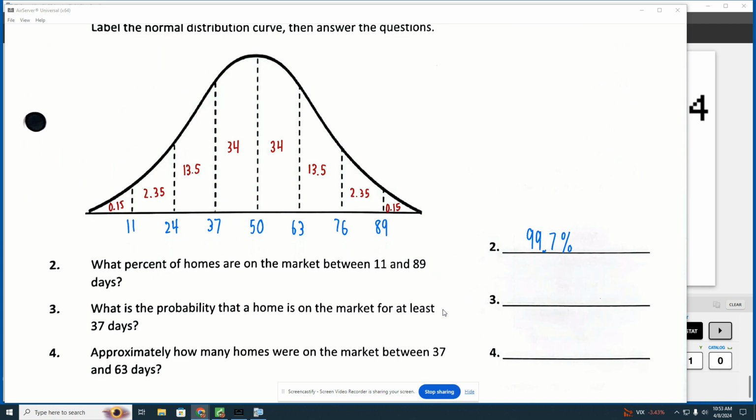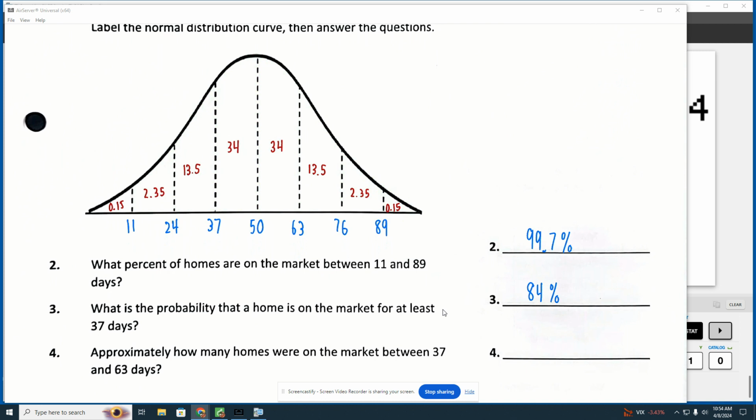What is the probability? See, same question. Percent, what is probability? Same question. That a home is on the market for at least 37 days. What does at least mean? A minimum of 37. So 37 and up. So that's all of that. Now, y'all know, what's from the middle to the right over? Isn't that 50%? So isn't that just 50 plus 34? What's 50 plus 34? 84. 84%. You could have added all those up, or you could have went 50 plus 34. I don't care. Your call. Whatever you have to do to get it right.